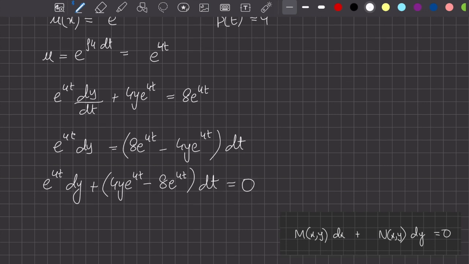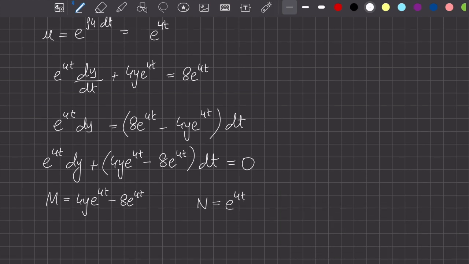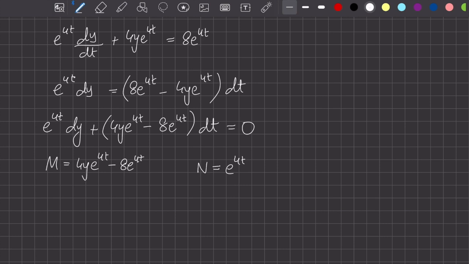We identify the term m as 4e power 4t times y minus 8e power 4t, and the term n as e power 4t. If you want to confirm if it is an exact equation or not, you have to take the partial derivative of m with respect to y, and the partial derivative of n with respect to t. These both come out to be 4e power 4t, which confirms that the equation is now exact.